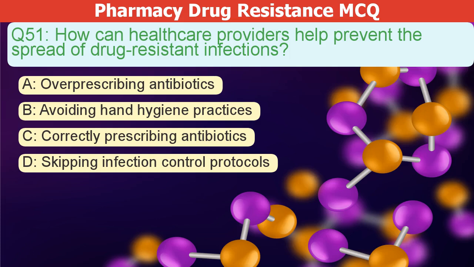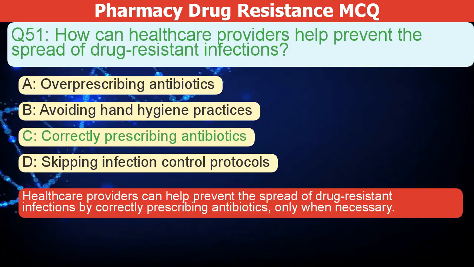How can healthcare providers help prevent the spread of drug-resistant infections? A. Overprescribing antibiotics. B. Avoiding hand hygiene practices. C. Correctly prescribing antibiotics. D. Skipping infection control protocols. The correct answer is C. Healthcare providers can help prevent the spread of drug-resistant infections by correctly prescribing antibiotics, only when necessary.